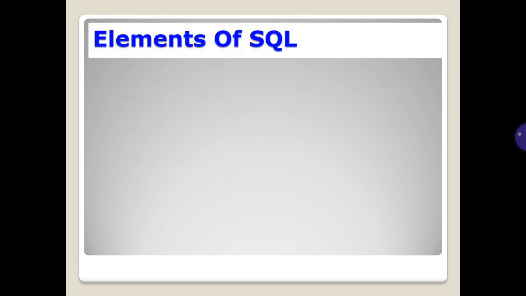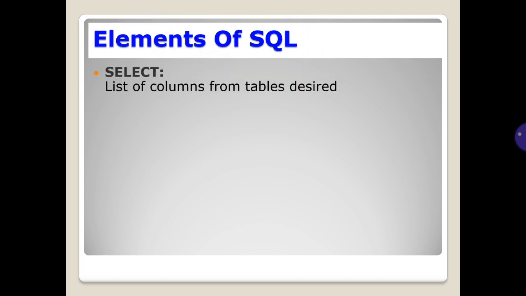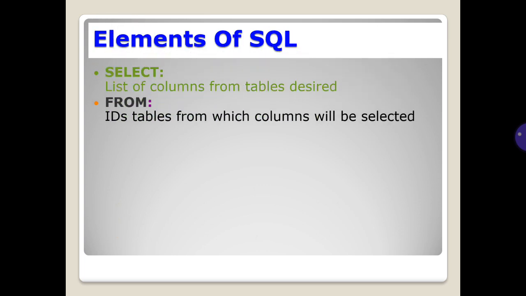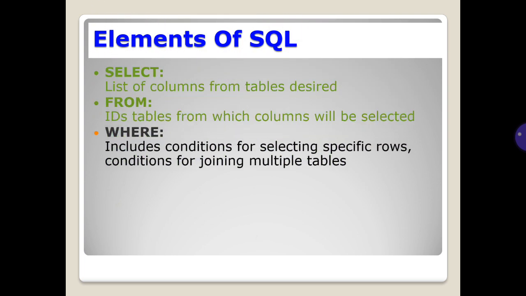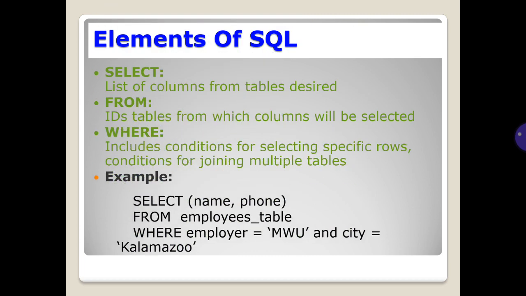Elements of SQL: select, the list of columns from tables desired; from, identifies tables from which columns will be selected; where, includes conditions for selecting specific rows and conditions for joining multiple tables. Examples: select from employees table, and so on.